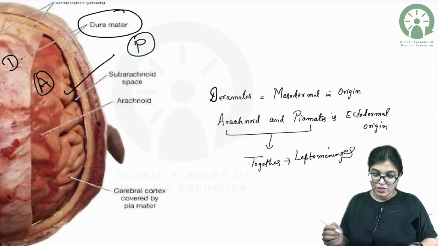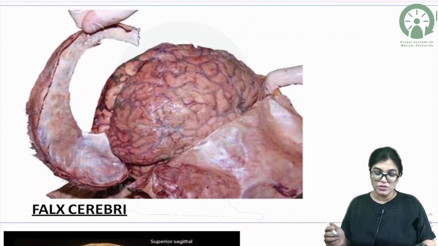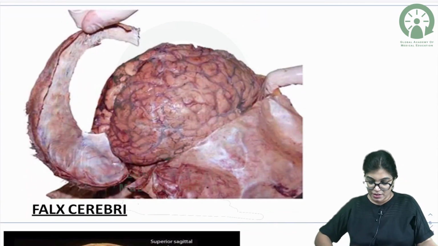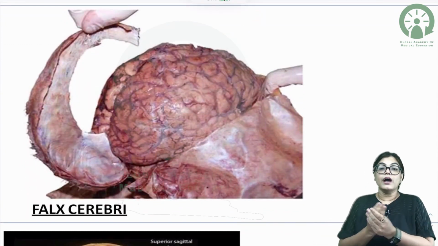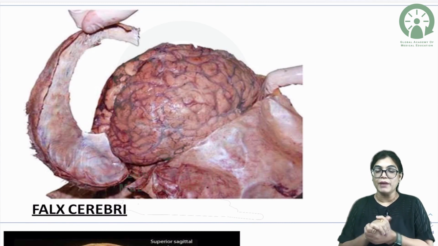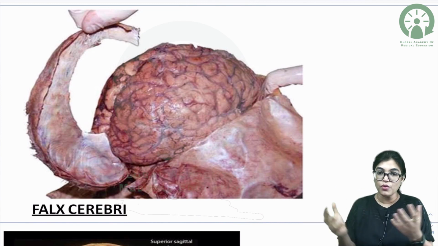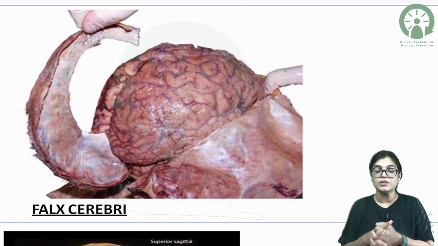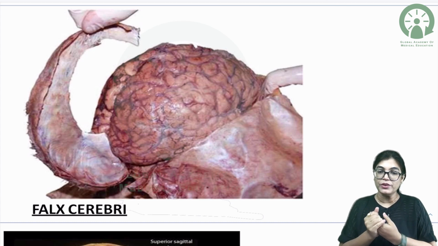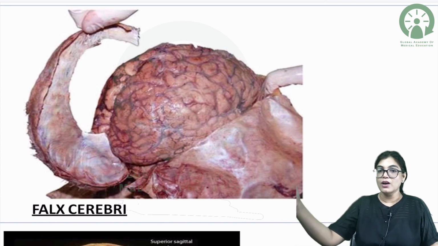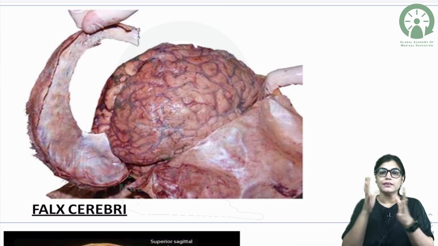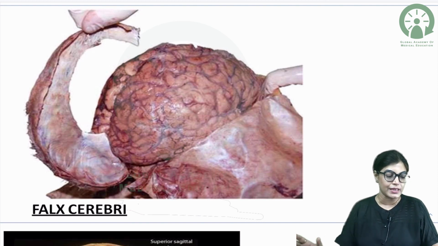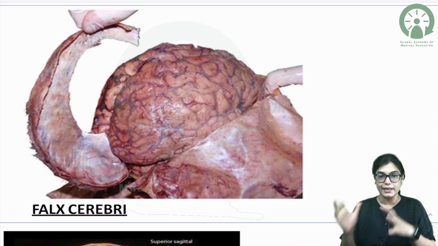Now, I would also like everybody to know certain modifications of the meninges. The dura mater forms folds, called dural folds. We have four important dural folds which must be known to you: falx cerebri, tentorium cerebelli, falx cerebelli, and diaphragma sellae. What is important is to know where each dural fold is located and what it contains.